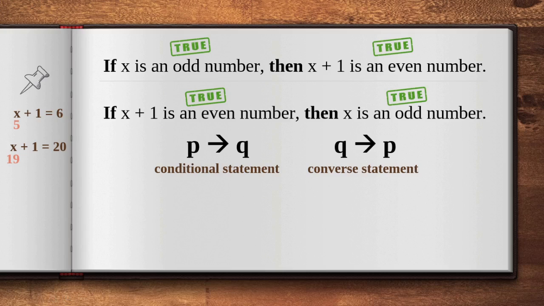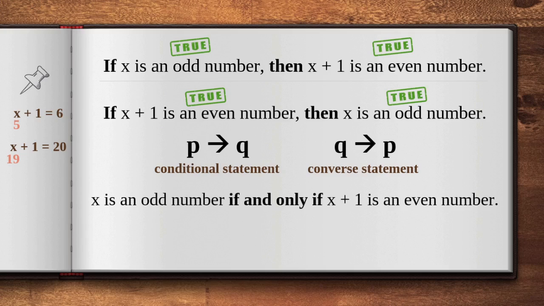Okay, so what do we have? We've learned that our conditional statement is true, and also the converse statement is true. Since both of them are true, we could rewrite another statement. We could write it this way: x is an odd number if and only if x plus 1 is an even number.